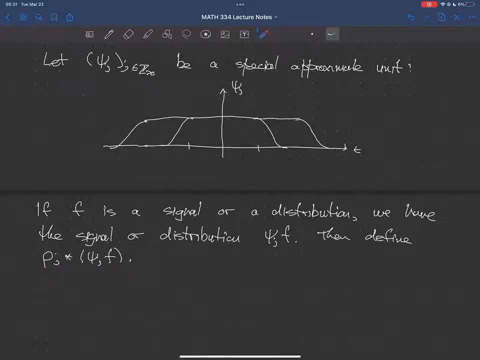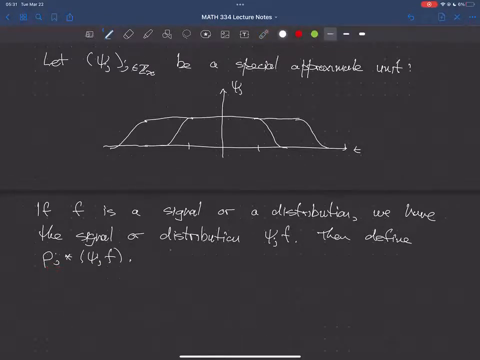And similarly, if f is a distribution, this will be a distribution with compact support, because each of these psi j's has compact support, and rho j also has compact support. So I'm really taking the convolution of two distributions with compact support, so as distributions those will be convolvable. The point is this convolution you can always calculate.